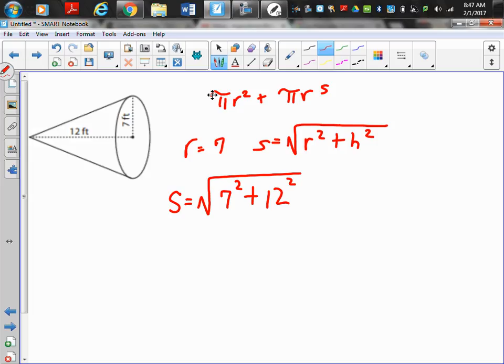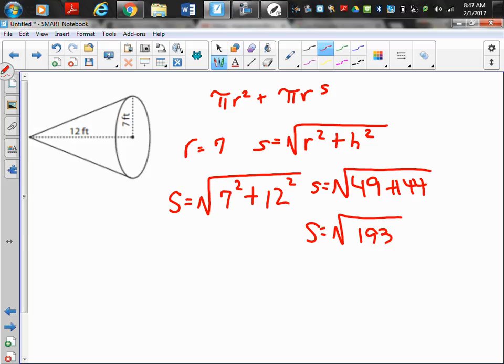Alright, Ms. Jones, what's 7 squared? If your name's not Miss Jones, please don't talk. Brandon, what's 12 squared? 144, I agree. Alright, so I need the square root of 144 plus 49. Uh-oh. I don't have a perfect square.